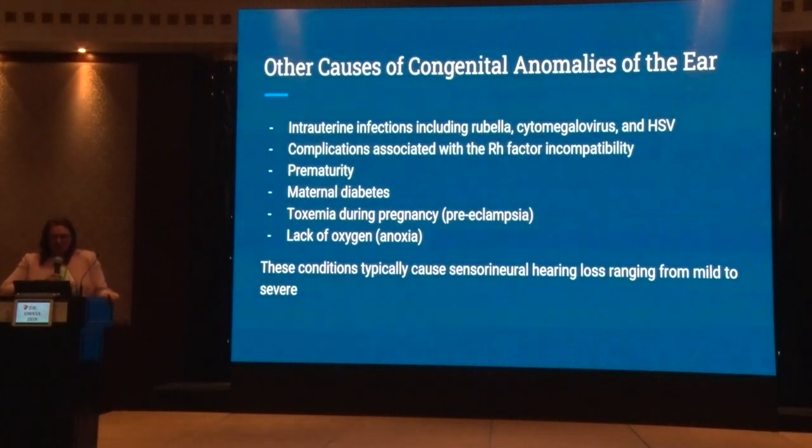Other causes of congenital anomalies of the ear: intrauterine infection, including rubella, cytomegalovirus, and HSV; complications associated with Rh factor incompatibility; prematurity; maternal diabetes; toxemia during pregnancy; hypertension; preeclampsia; and lack of oxygen. This condition typically causes sensorineural hearing loss, meaning the problem is in the inner ear, and it causes hearing loss ranging from mild to severe or profound.